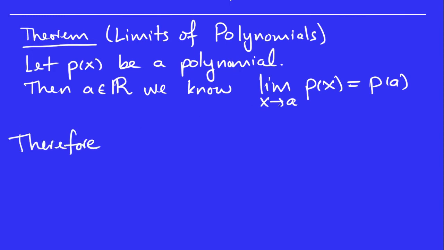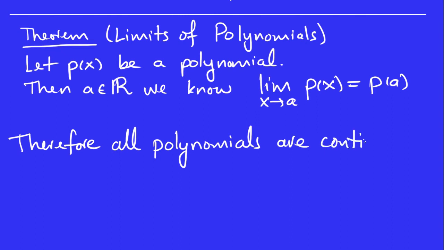This limit as x goes to a of p of x, since we can do that limit simply by putting the number a inside the function and working it out, that's what it means to be continuous, right? So therefore all polynomials are continuous at every value of a.